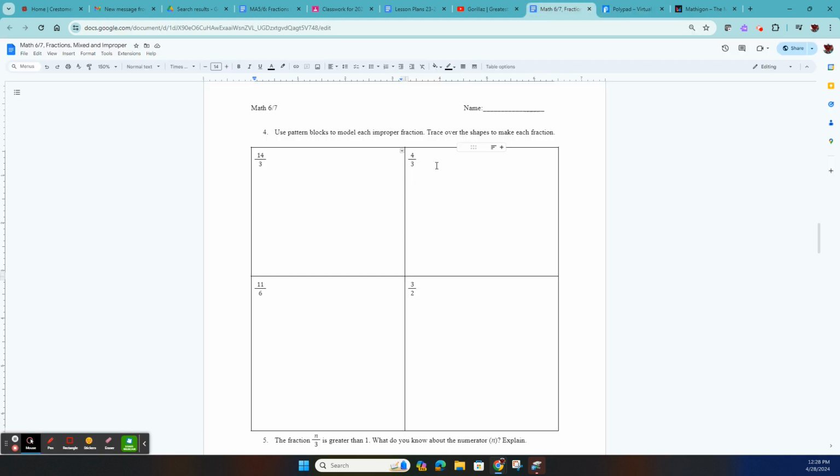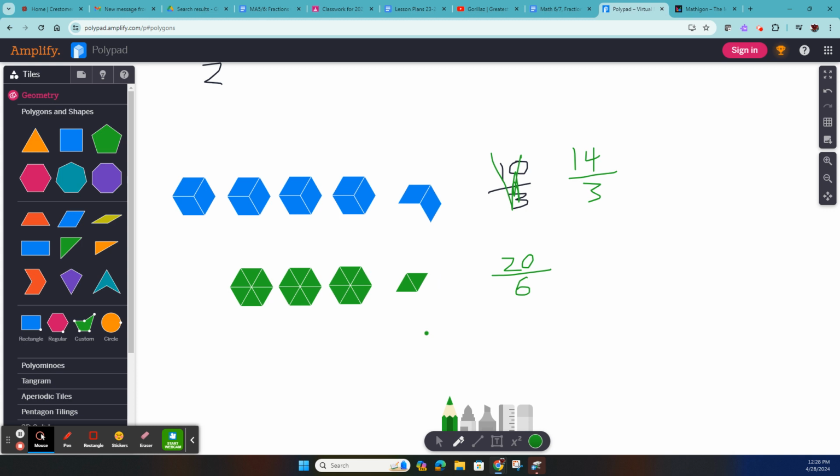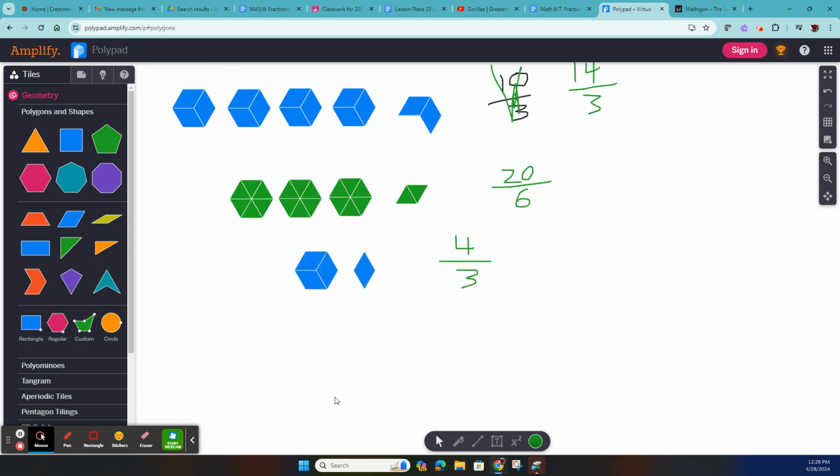Okay. Next one, 4/3. Well, that one's a lot easier. Like that. I'll do that right down here. Okay. So I'm still talking thirds. So that's my denominator. And I've got 3, 4. 4 of them. Perfect. Moving on.